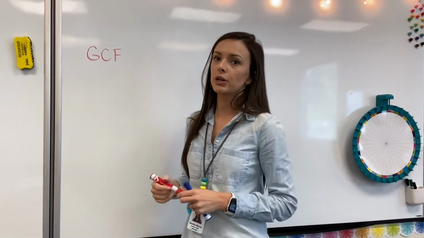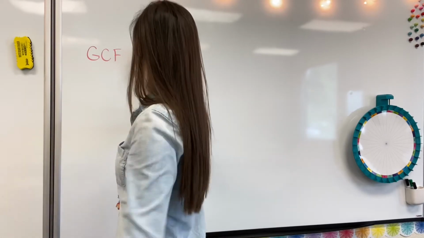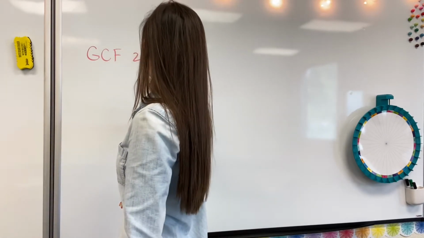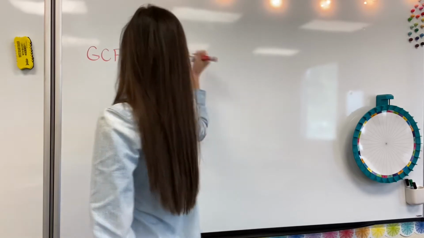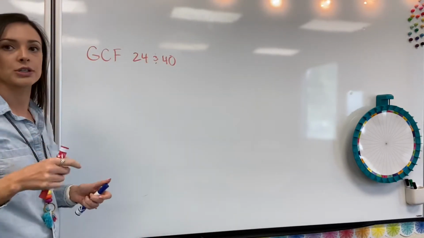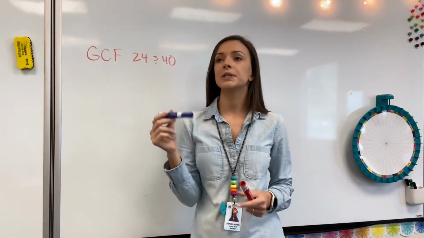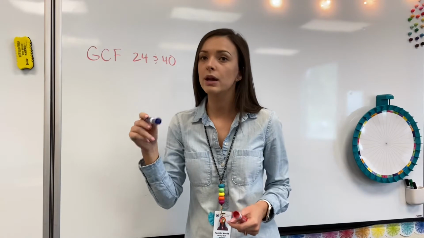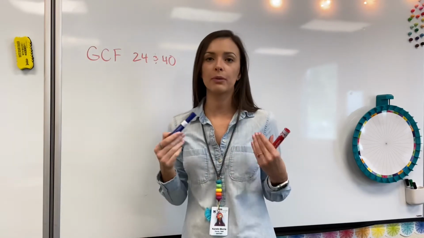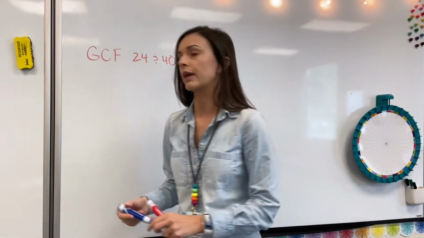So let's say we're asked to find the greatest common factors between the numbers, I don't know, let's say 24 and 40. What I would want to do is I would first want to find the factors of each of these numbers and then compare those lists to see which factors they have in common before determining which of those common factors is the greatest. So let's go ahead and try that out together.